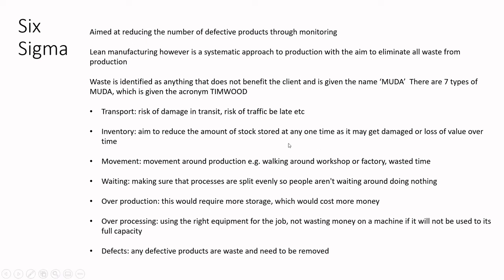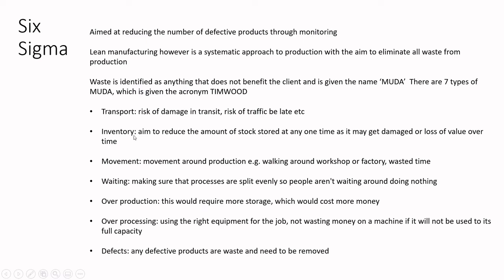Inventory. So they aim to kind of reduce the amount of stock stored at any one time. So we've talked about this, about just in time, because if you have too much stock, it can go obsolete over time. Movement around production, so walking around the factory, having all that wasted time as we've talked about. Waiting, making sure that the processes are split evenly so people aren't waiting around doing nothing, because as we said on previous slides, nothing will annoy a big important boss more than seeing an employee sat around doing nothing or on their phone, because then what am I paying you for?